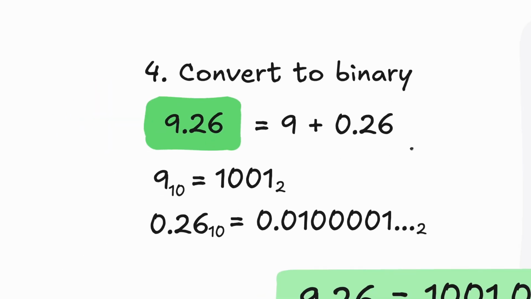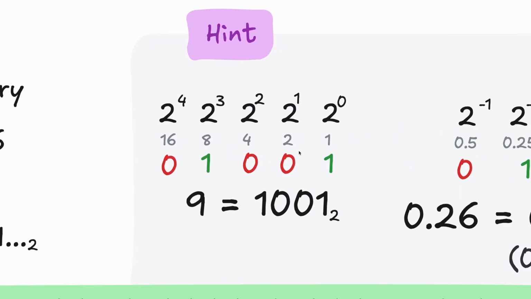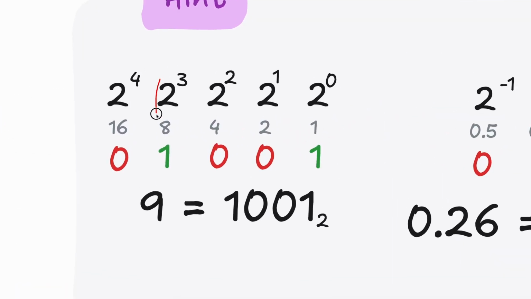Let's start with 9. We always begin with the biggest power of 2 that fits into our number. For 9, that will be 8. Since we use the 8, we write down a 1, and we have 1 left over. The next powers of 2 are 4 and 2, which don't fit into our remaining 1. So we write down zeros for both. And finally, 1 fits perfectly into 1, so we write a 1. That gives us 1001 for the number 9.